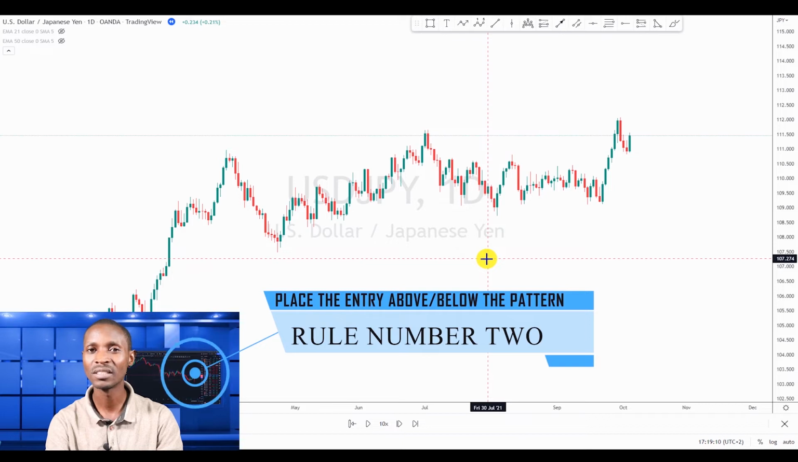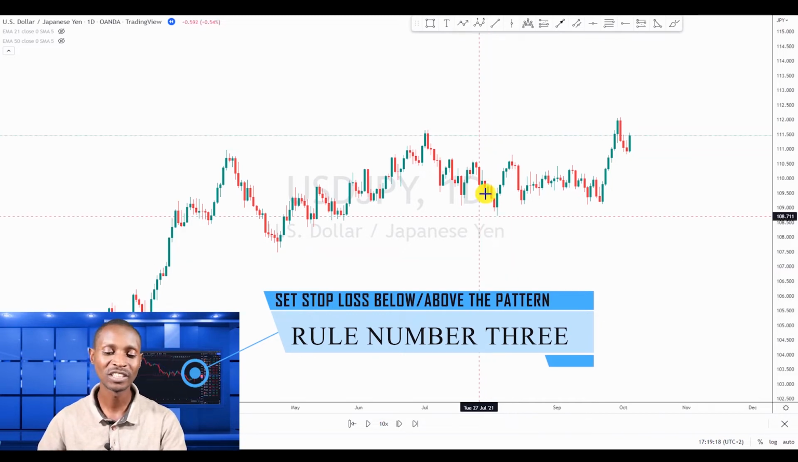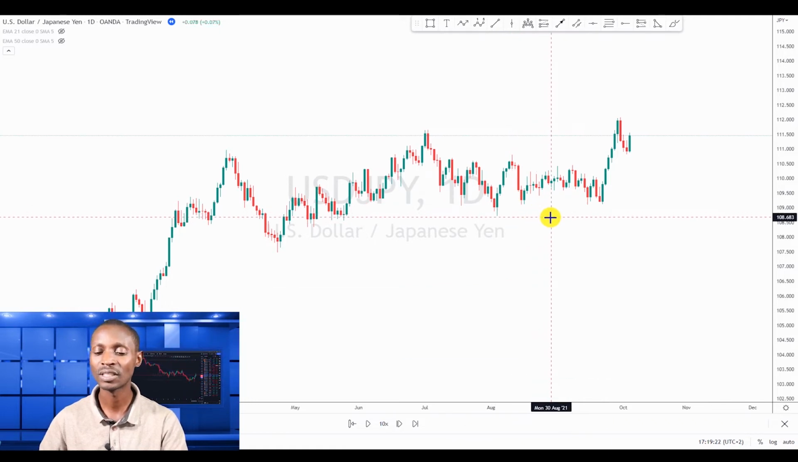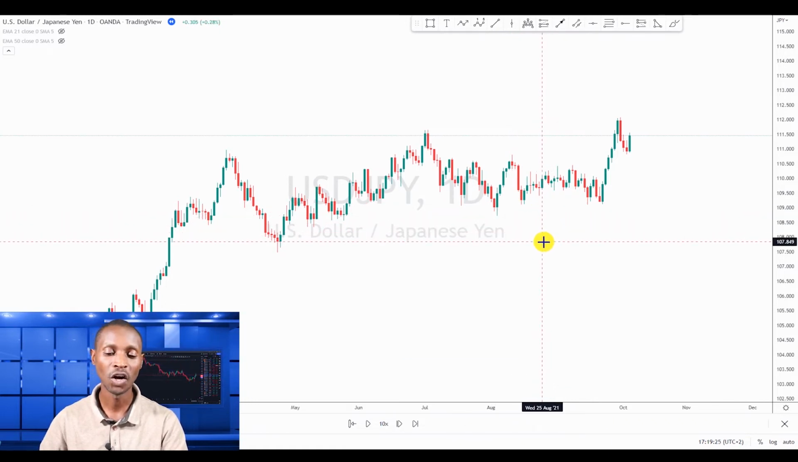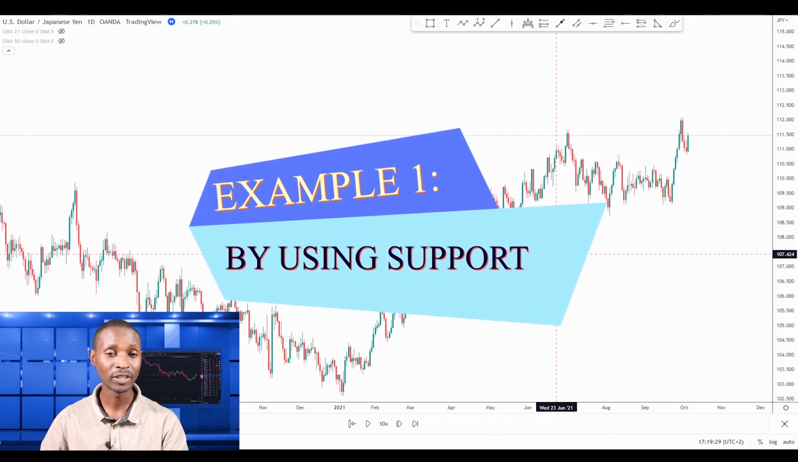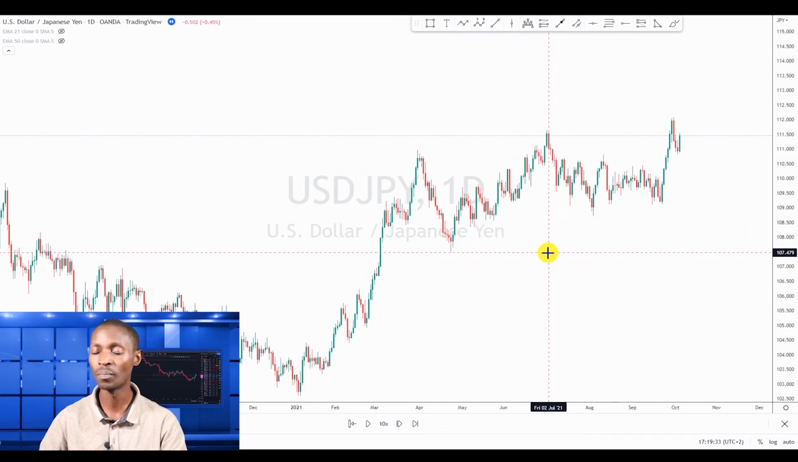The stop loss will need to be set below or above the candlestick pattern, and the target profit could be set anywhere you want depending on your trading style, but for this case we will use a risk to reward ratio of 2. Let's give you the first practical example you can use: combine a bullish engulfing candlestick pattern with resistance.